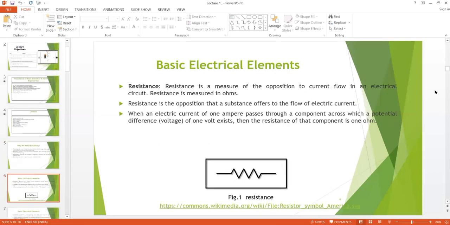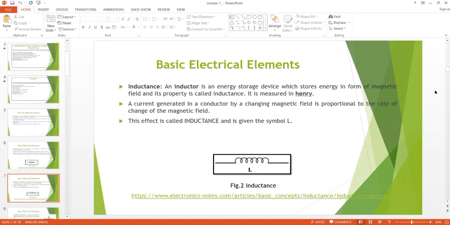Right, basic electrical elements. There are three basic electrical elements: resistance, inductance, and capacitance. When I talk about resistance, it is opposition to the flow of current. It is a bilateral element. From both sides, the current can flow. But when I talk about an inductor, as you can see in front of you, the inductance is basically the opposition to the rate of flow of current.